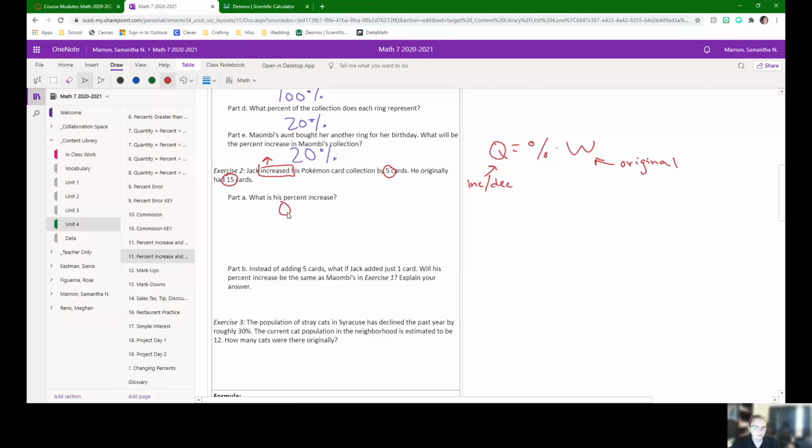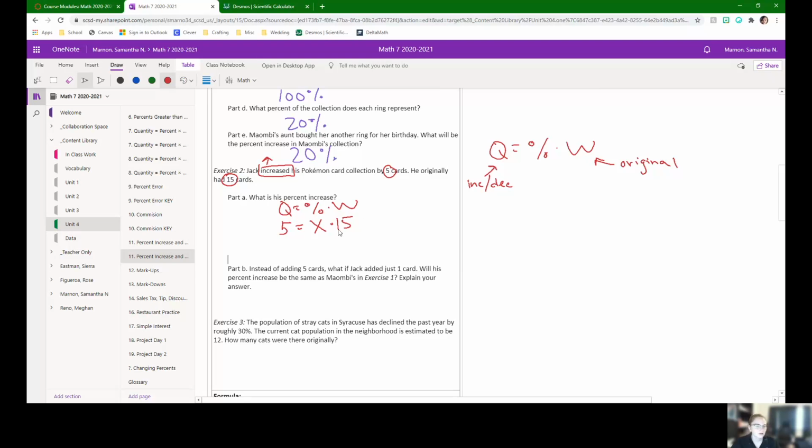If we're going to do quantity equals percent times whole, he increased it by 5 cards. That's going to be our quantity. We're trying to find the percent, so that's my mystery x. But we know the whole, originally he had 15. If you can solve this one-step equation on your own, pause the video now and solve it.